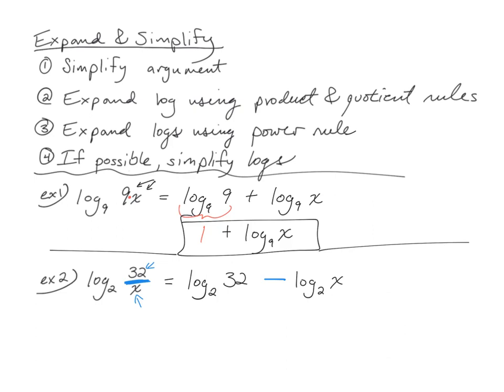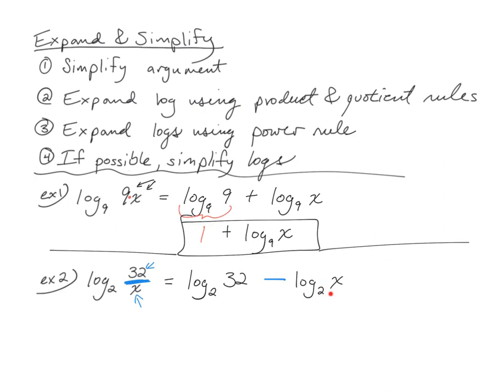Let's see, expand using product and quotient. Yep, we couldn't simplify this fraction at all. We didn't have to do this. Expand using quotient and product. Yep, we used the quotient rule. Expand logs using the power rule, the 32 or x, neither of them have a power. And then if possible, simplify logs.